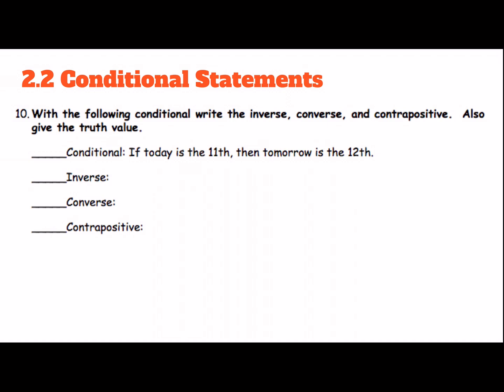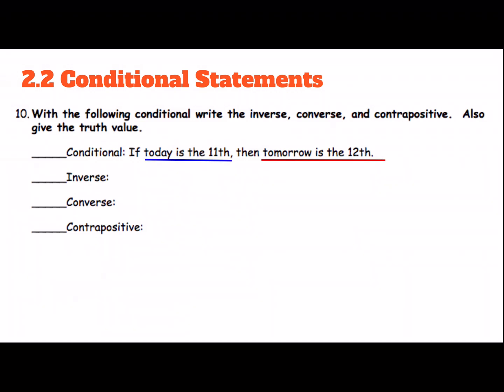So let's then keep working with these and see if we can write all the sentences and give the truth values of them, whether they're true or false. So with this following conditional, go ahead and write the inverse, the converse, and the contrapositive of it. A reminder with the inverse, you are negating your P and your Q. With the converse, you're swapping your P and your Q. And the contrapositive, you're doing both. You're negating and swapping.